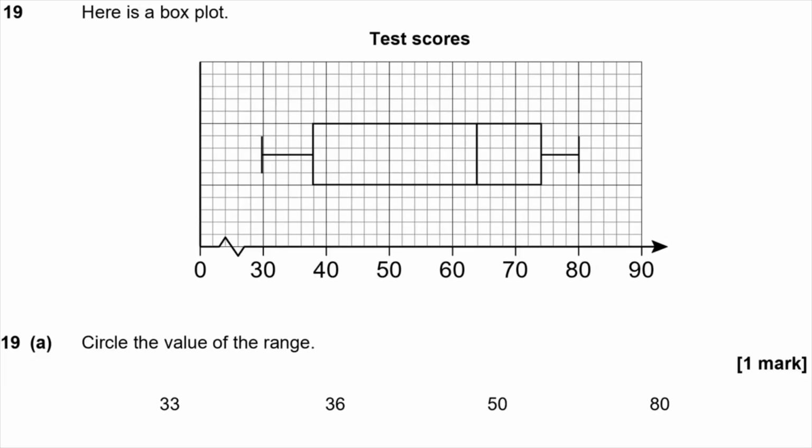Question 19, here is a box plot and we're asked to circle the value of the range. Now the range is given by the lengths of the whiskers, so from one end to the other. So the whiskers start at 80 and go down to 30, so the range then is going to be 80 subtract 30, which is going to be 50 units, so my answer is that one there.